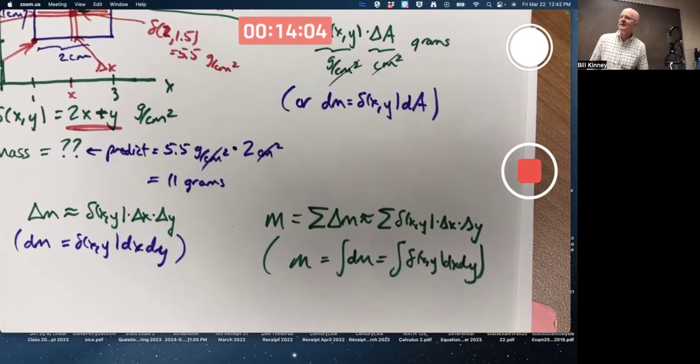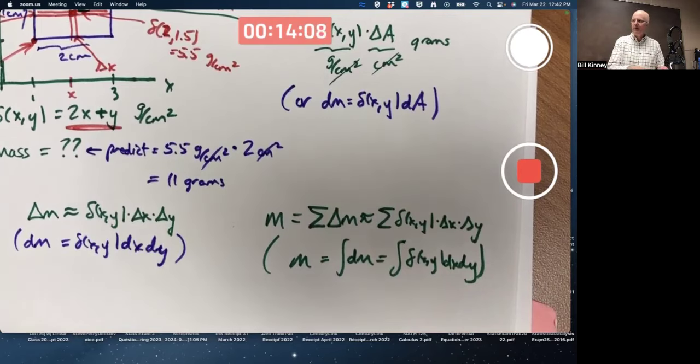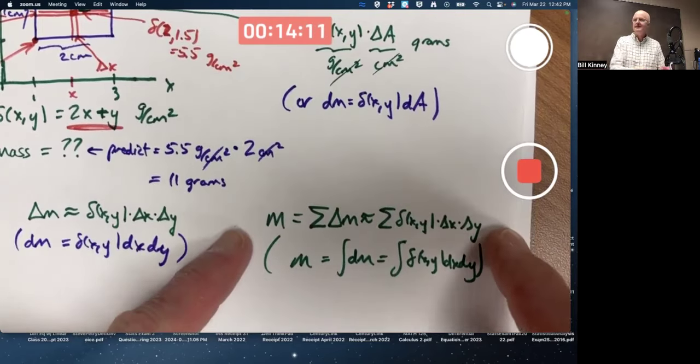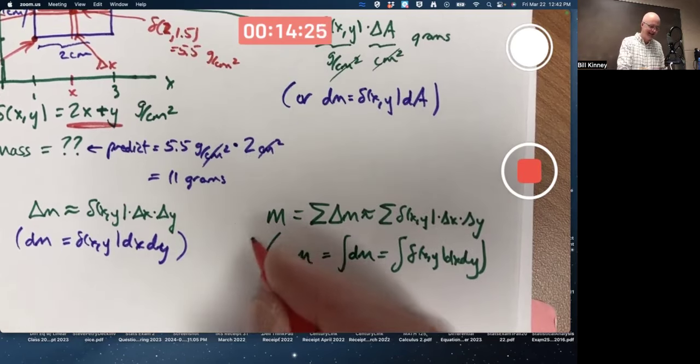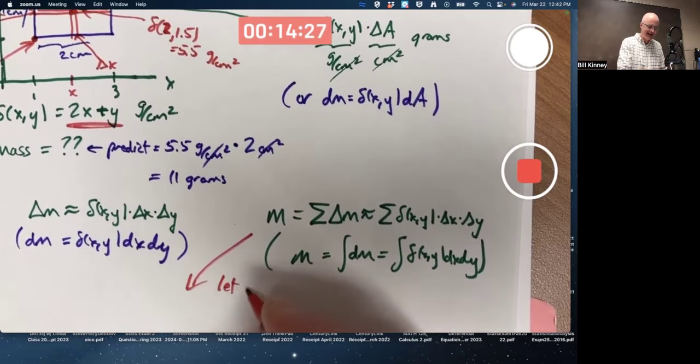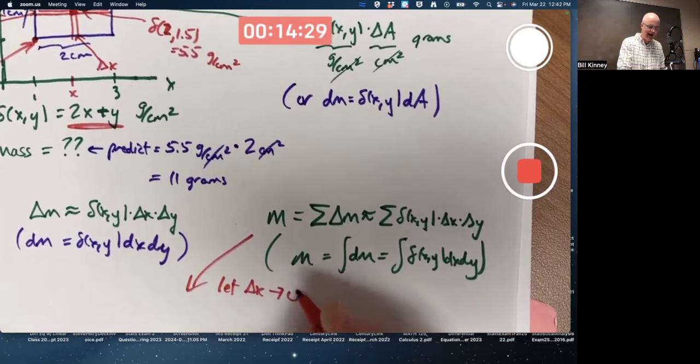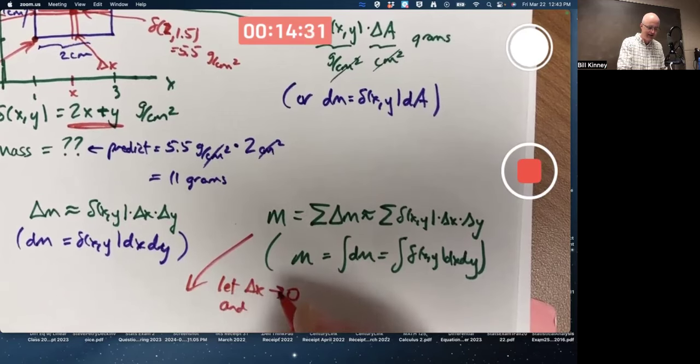But how do we actually do this integral? What have we done before this point? We've always looked at these Riemann sum things and let delta x or delta y go to 0. But I've got a delta x and a delta y. Do I let them both go to 0? Yes. Let delta x go to 0 and delta y go to 0.